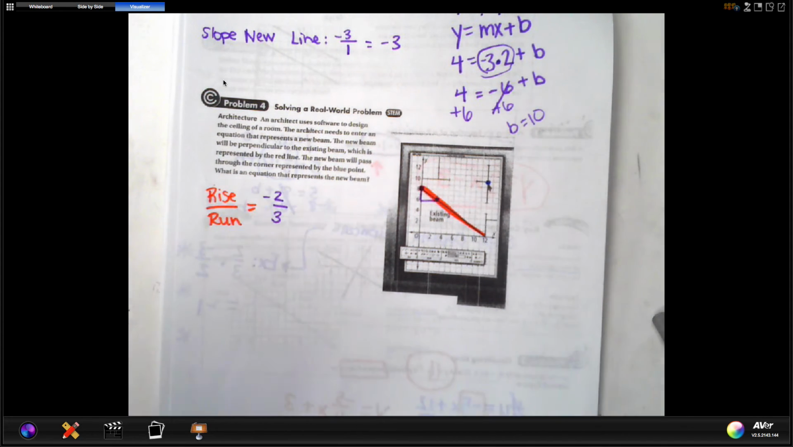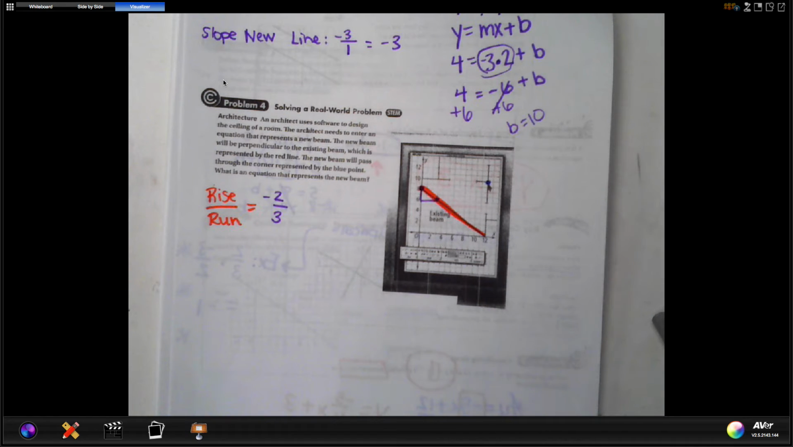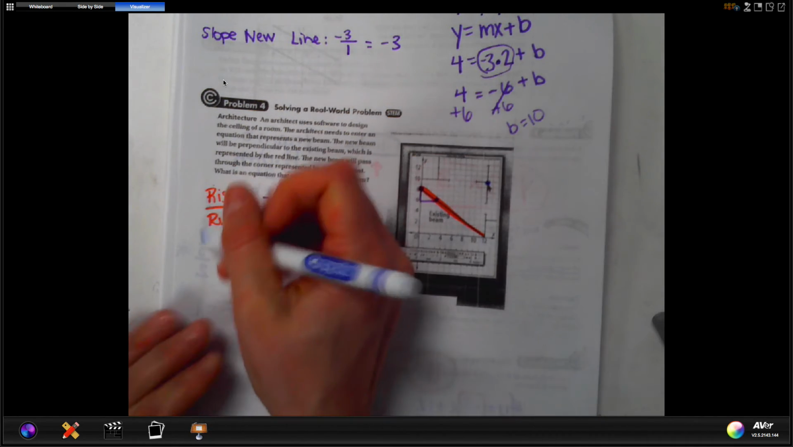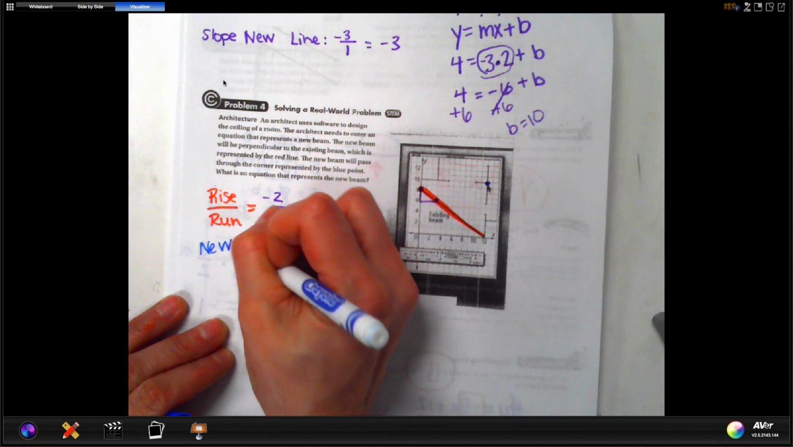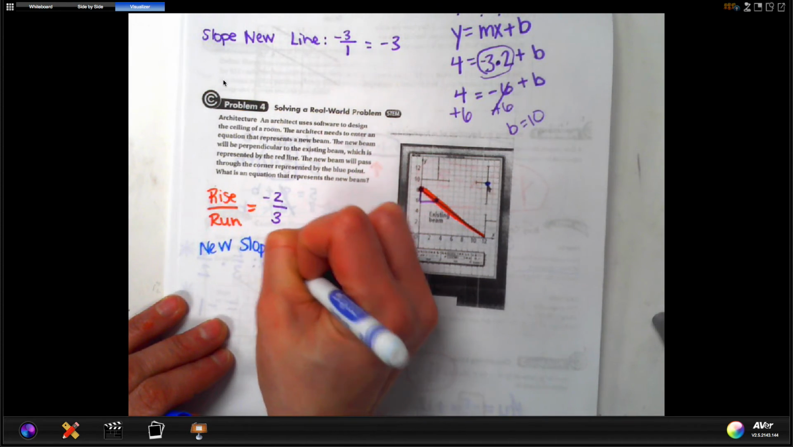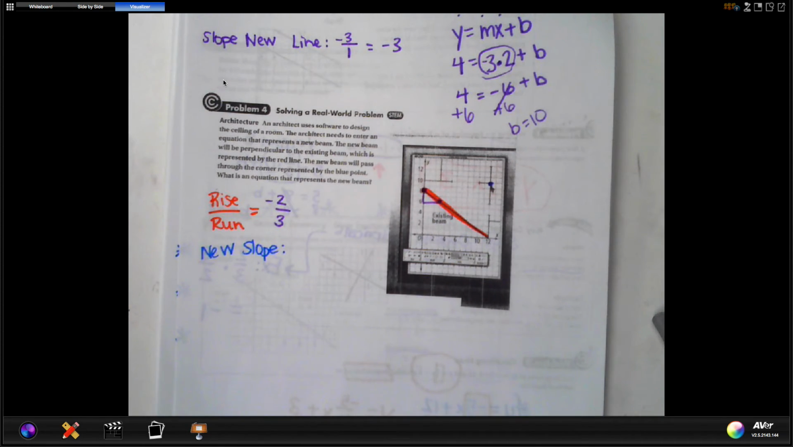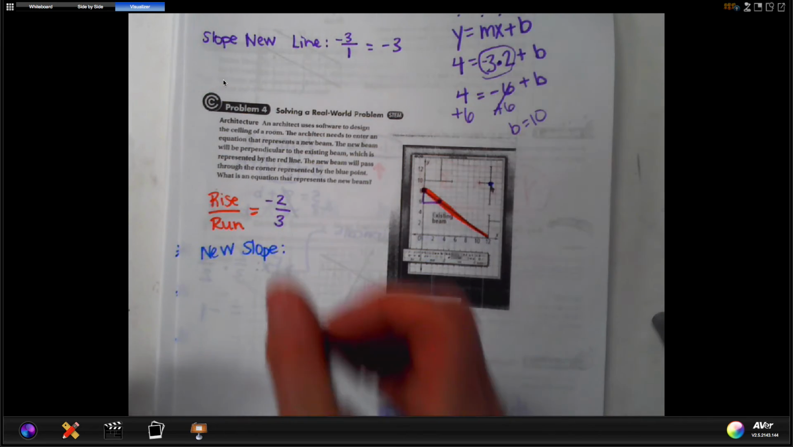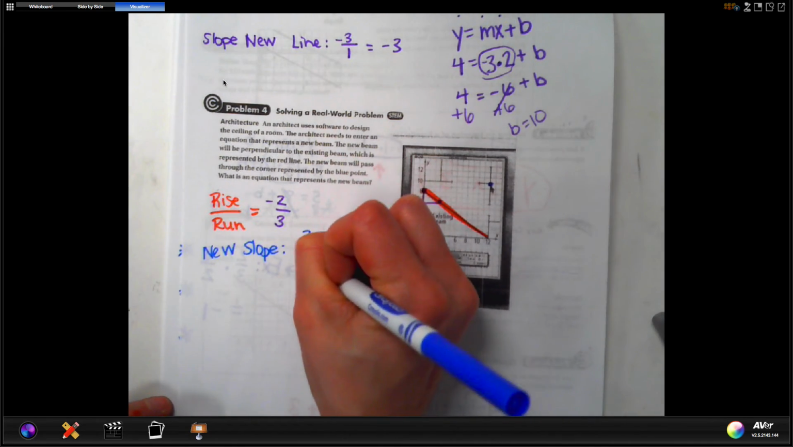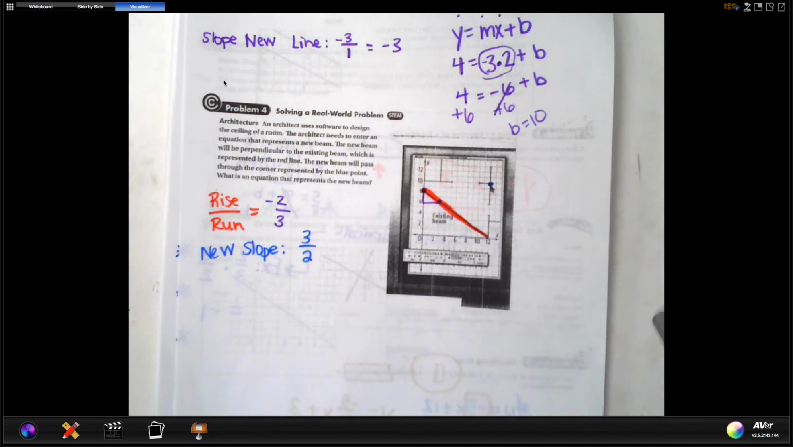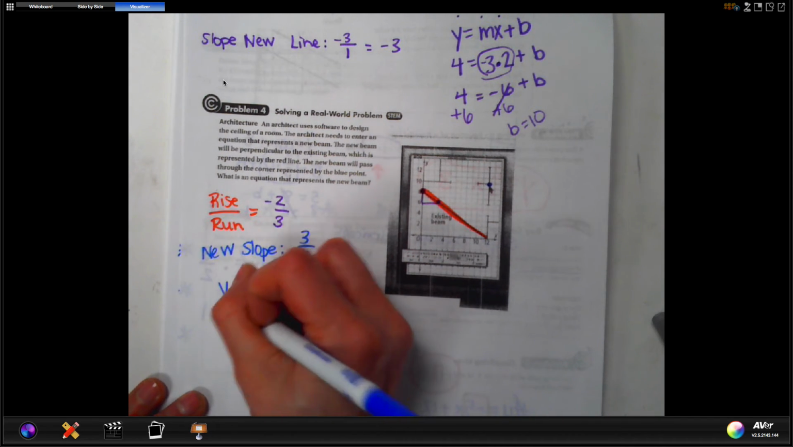So for my line to be perpendicular, what does the slope for my new line have to be? Raise your hand if you know. For perpendicular, what does my new slope have to be? +3/2. Good. Okay. So, y equals mx plus b.